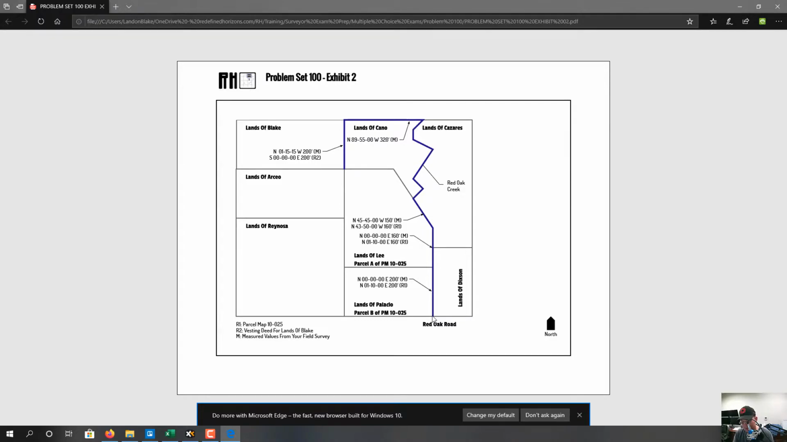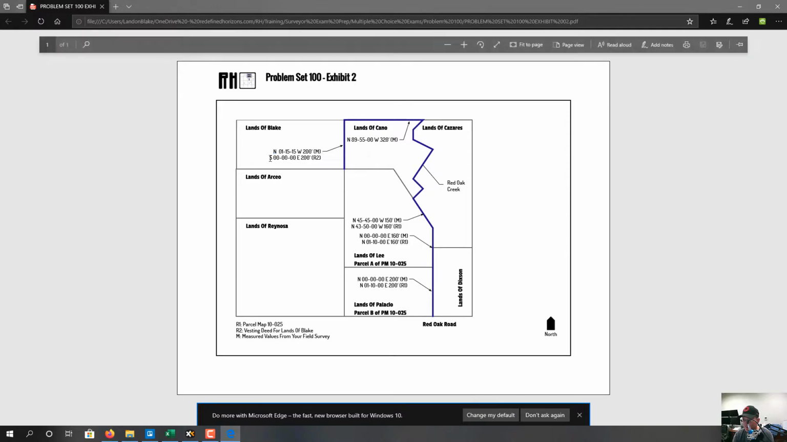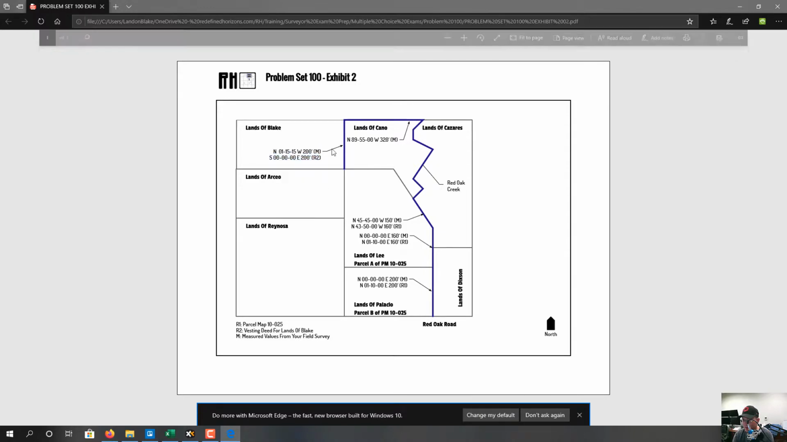Okay, question 19 says, what is the best course for the leg of the strip that runs along the east line of the lands of Blake? So that's here. We want to know, how do we describe this in our strip description? The answer is then south 1 degree, 15 minutes, 15 seconds west, 200 feet along the east line of the lands of Blake to the lands of our sale. What I'm testing here is I want to know that you're using this measured bearing, because that's the basis of bearing, and that you're not using this record bearing. I also want to make sure you understand that we need an along call.